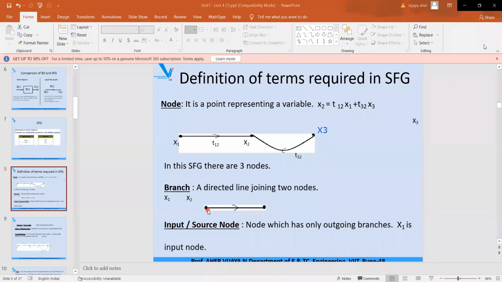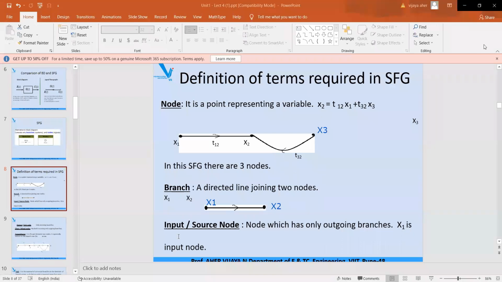This line is joining two nodes. This is one node, our x1. Suppose this is x1, and the other node is x2 here. So this line joins these two nodes x1 and x2, with this arrow showing signal flow, and we are calling this line a branch. Okay, so a directed line joining two nodes is nothing but a branch.